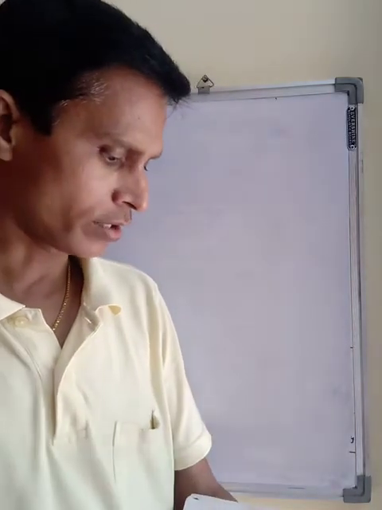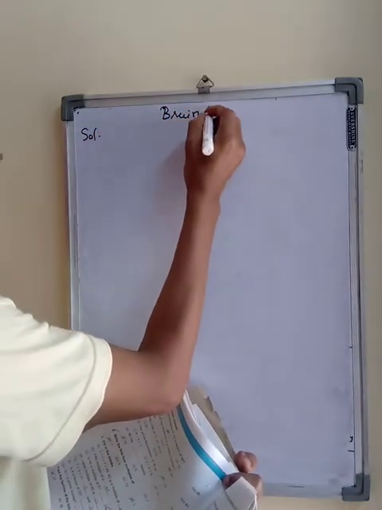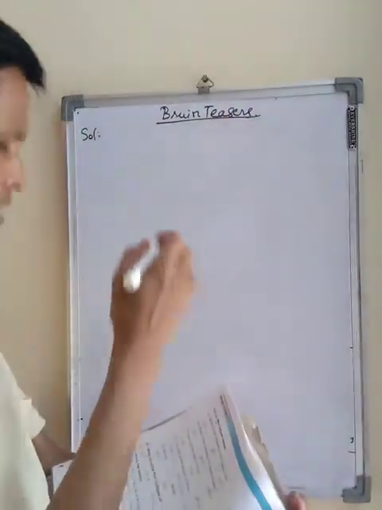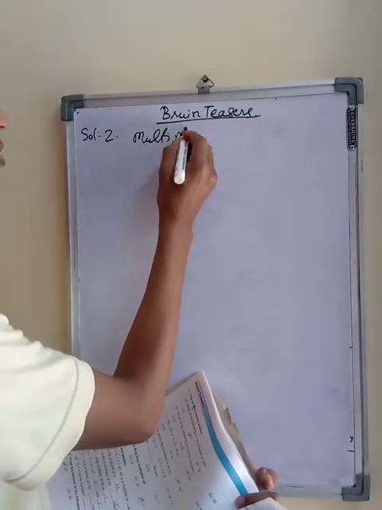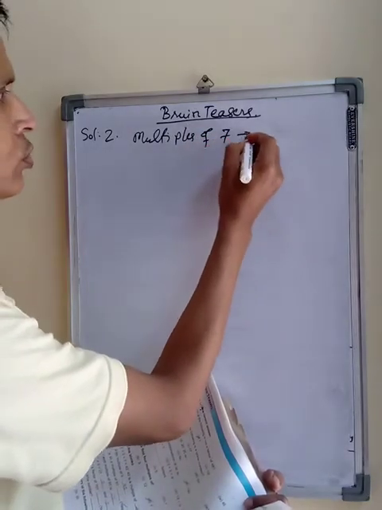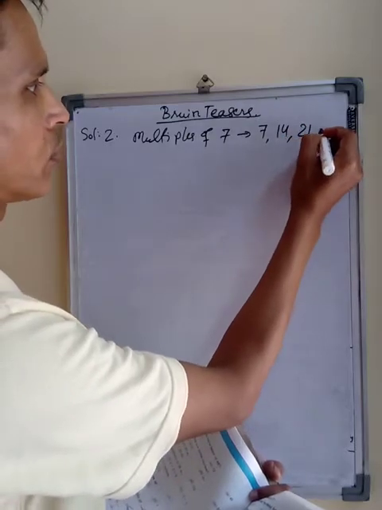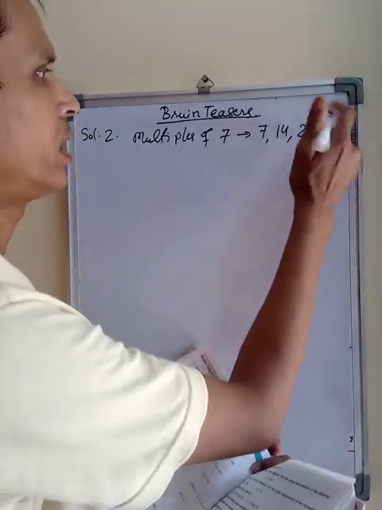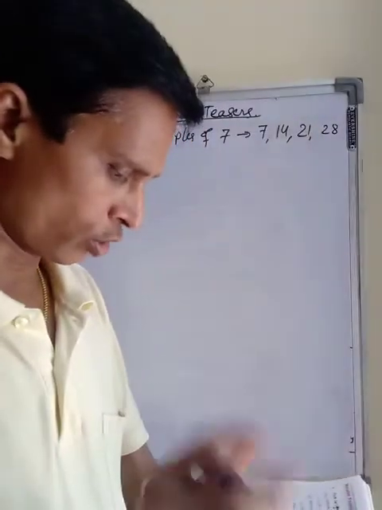Question number 2. Write the first 4 multiples of the given number. So, solution number 2. Multiples of 7 means the table of 7. 7 1 is 7, 7 2 is 14, 7 3 is 21. Like this way you can write. Multiples means only 4 multiples you have to write, so up till 28. Similarly you can do the other tables also, 4 multiples only.